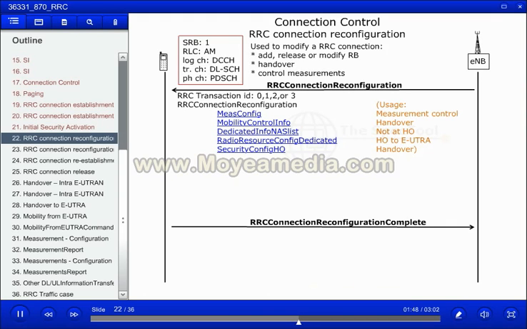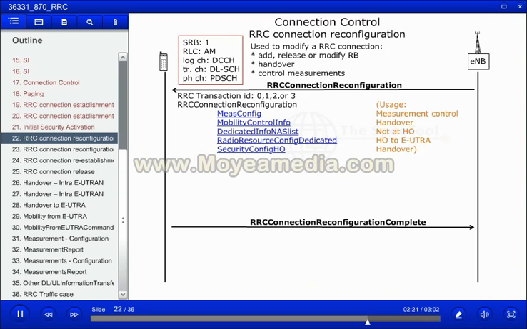Information about configuration of dedicated resources is carried in the information element radio resource config dedicated. This information element is always included at handover to EUTRA, else it is conditional. To transfer information about security parameters during handover, the information element security config handover is included.